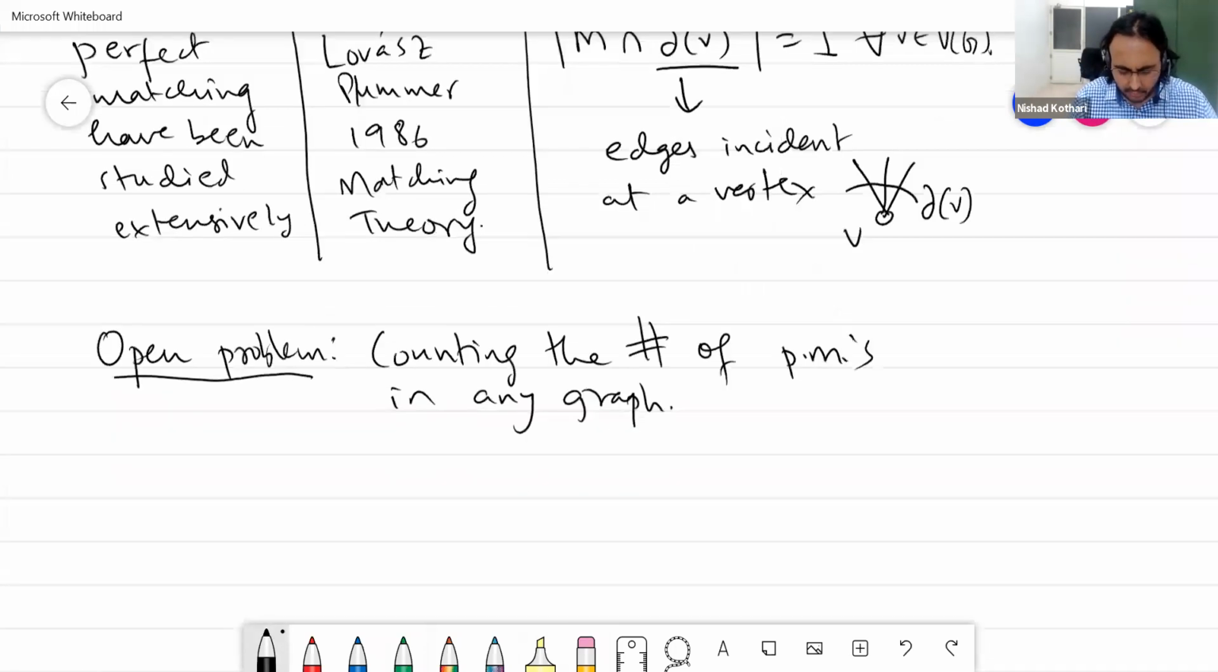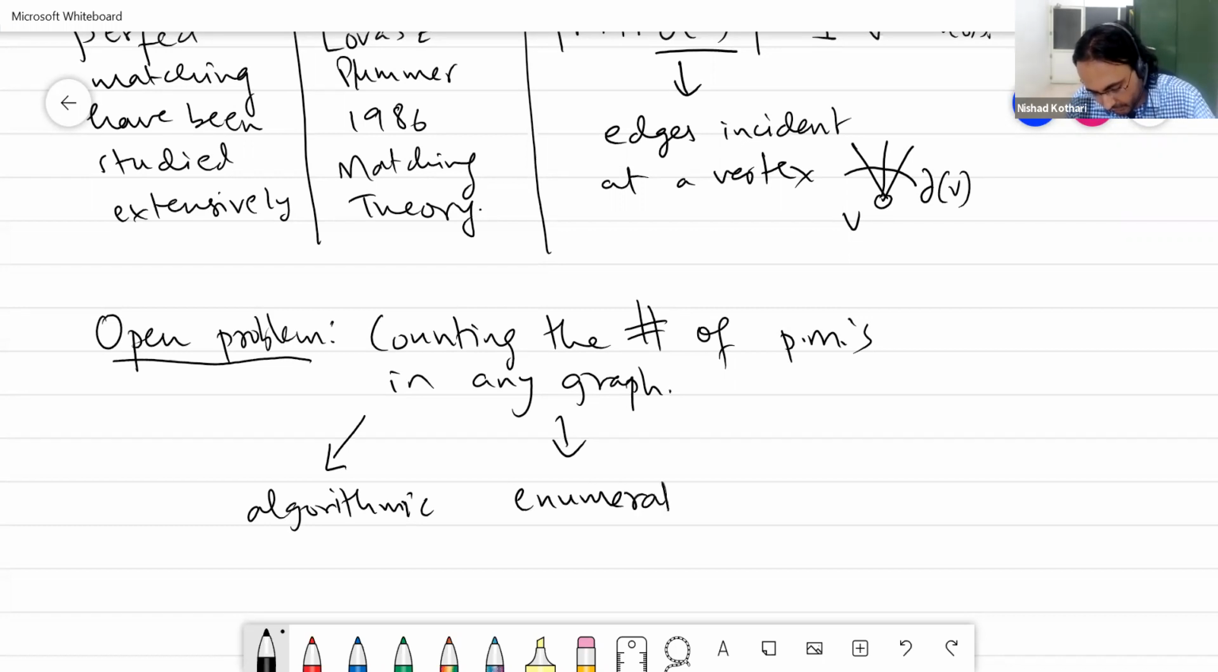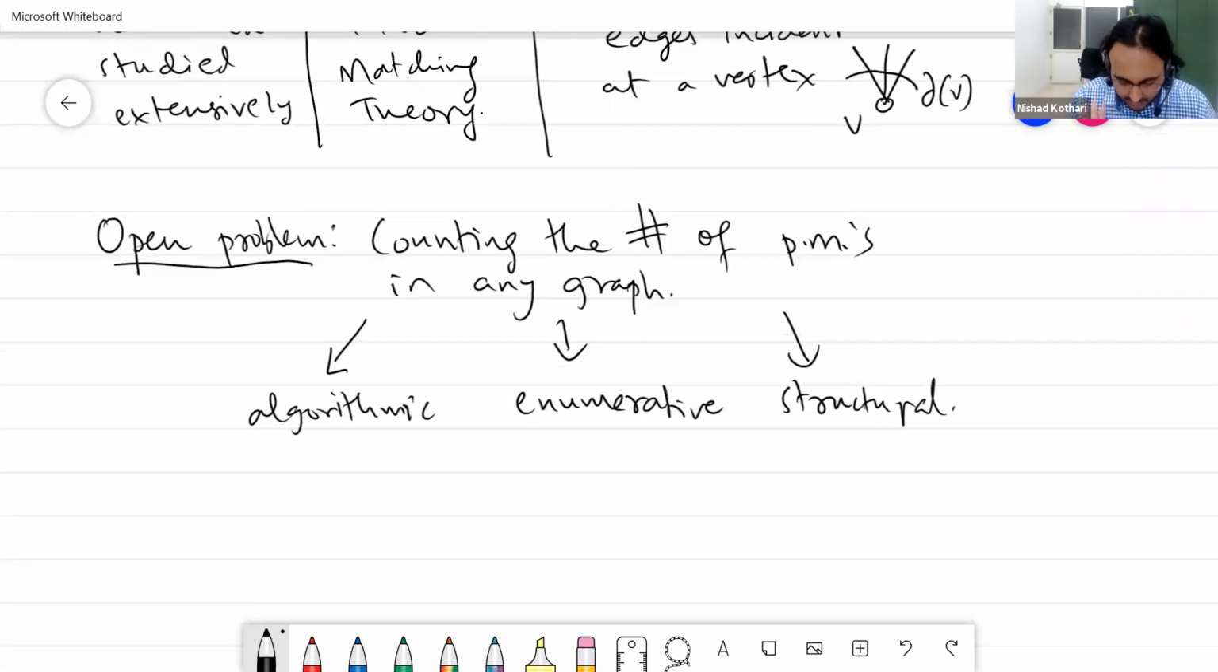I'm deliberately not making it precise. There are various kinds of open problems when you start thinking about counting perfect matchings. There are algorithmic problems. There are enumerative problems where you are looking for formulas for specific kinds of graphs. And there are also various structural problems. But that is not the topic of this lecture.